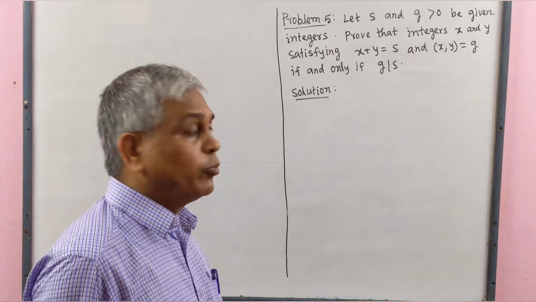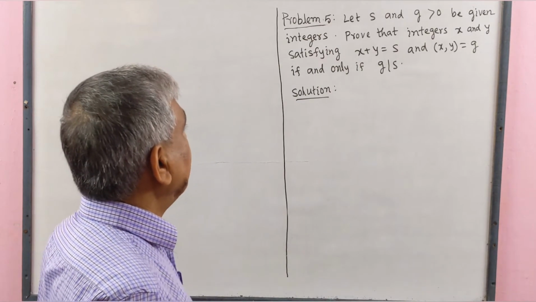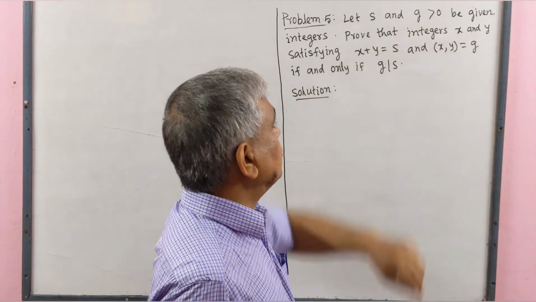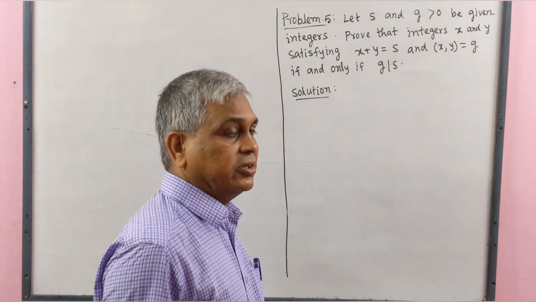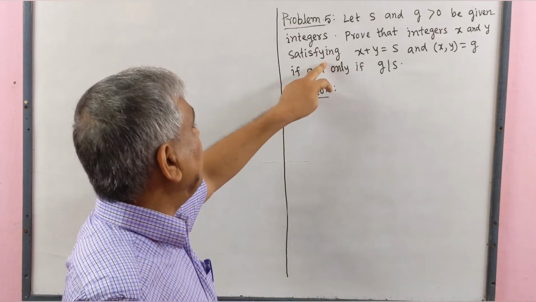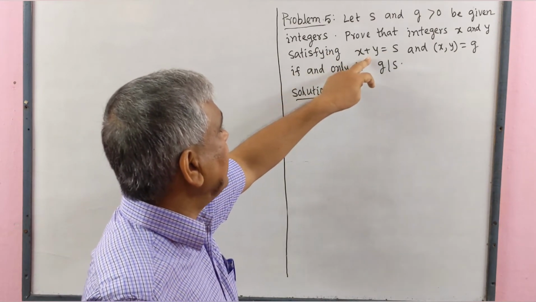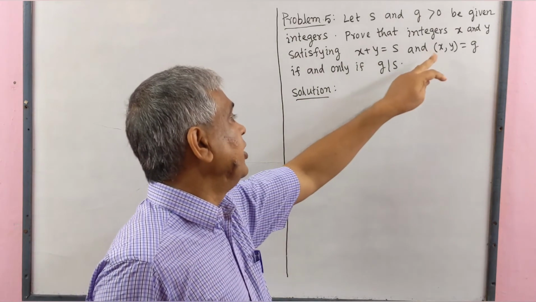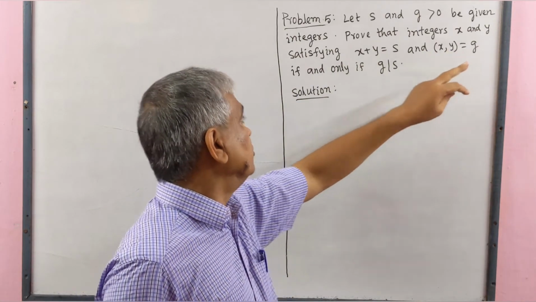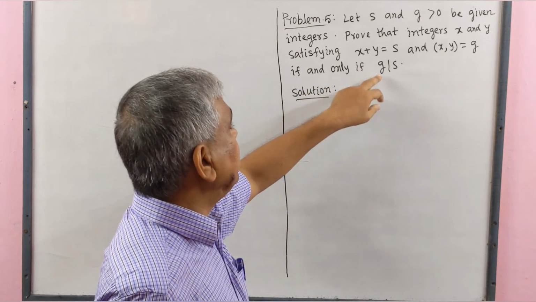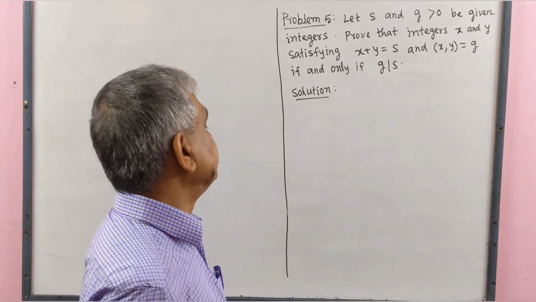Now we solve problem number 5. Let S and G greater than 0 be given integers. Prove that integers x and y satisfying x plus y equal to s and GCD of x and y equal to g exist if and only if g divides s.